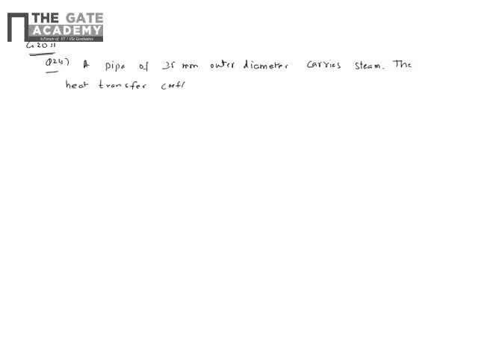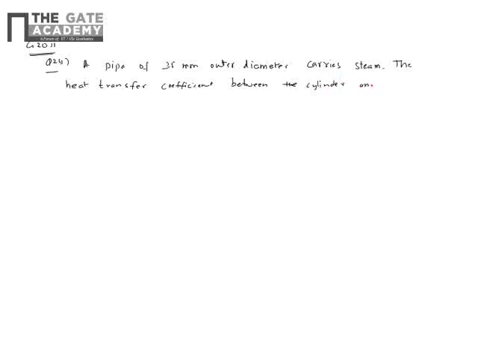Let's discuss another question from GATE 2011, question number 24, which is on heat conduction. Let's write down the question first. A pipe of 25 mm outer diameter carries steam. The heat transfer coefficient, which is nothing but h, between the cylinder and surroundings is 5 watt per meter square Kelvin. I'm writing the question because it will be useful.